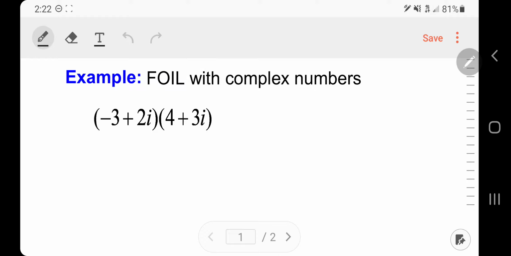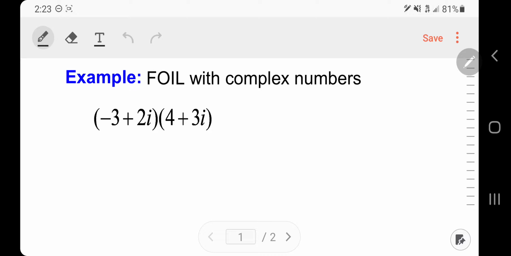Hey everyone. In this video, we're going to take a look at how to apply the FOIL method when multiplying with complex numbers. Okay, so here we see an example of two binomials, each with an imaginary number, both in that complex number form. And we can use the FOIL method to evaluate or simplify this expression, really.